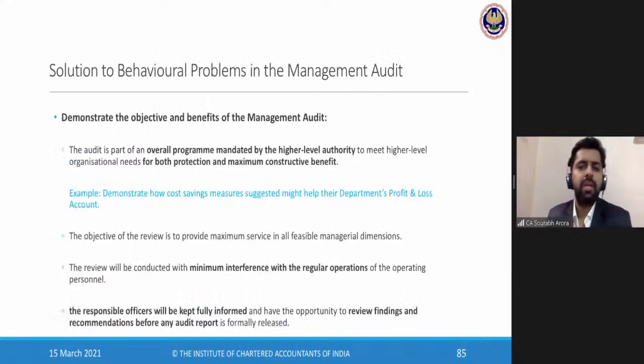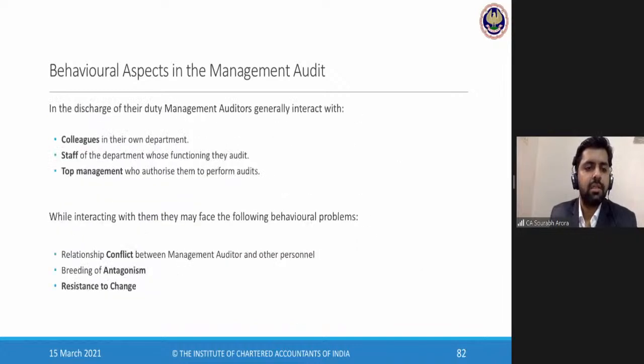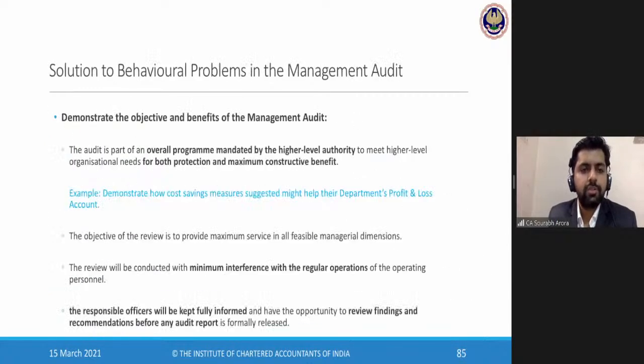Then solution to behavioral problems. So we have discussed these behavioral problems: conflict, antagonism, resistance to change. So what is the solution to these behavioral problems? Demonstrate the objective and benefits of the management audit. Demonstrate means you should show that in your conduct, and not just tell them by words only. That should be demonstrated through your actions and conduct. You should demonstrate that the audit is part of an overall program mandated by higher level authority and for both protection and constructive benefit. So you can demonstrate how cost savings would be brought to their department's profit and loss account, and that will keep them in the good books of the management.